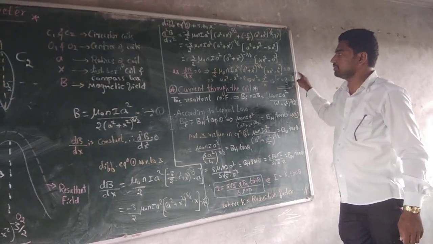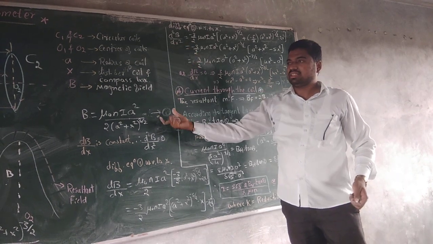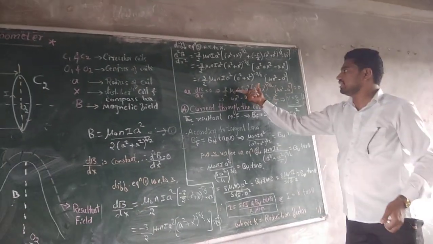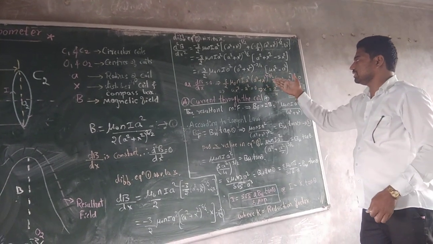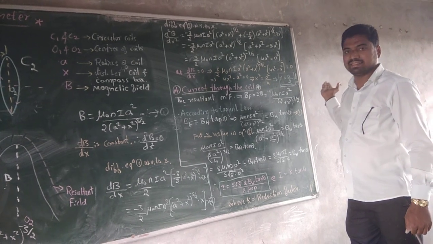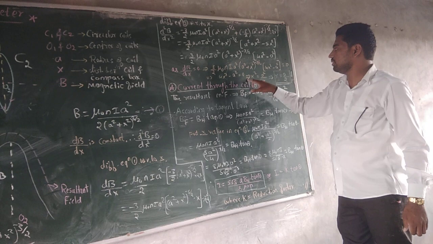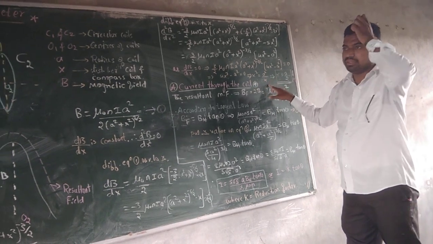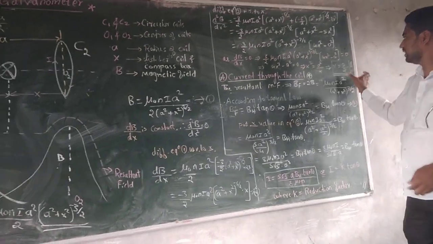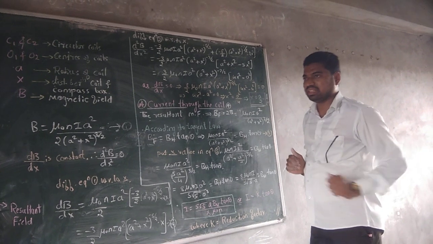4x square minus a square. Already you have to know that the total magnetic field is constant, that is, this term equals 0. Take the term 3 by 2 mu naught n I a square into a square plus x square raised to minus 7 by 2. The LHS becomes 0, because 0 by anything is 0. The remaining term 4x square minus a square equals 0, therefore x square equals a square by 4. This gives x equal to a by 2. This is the condition to put the compass box in between the circular coils.